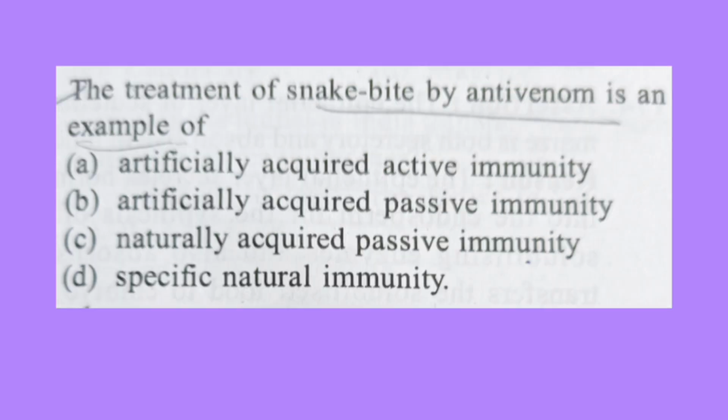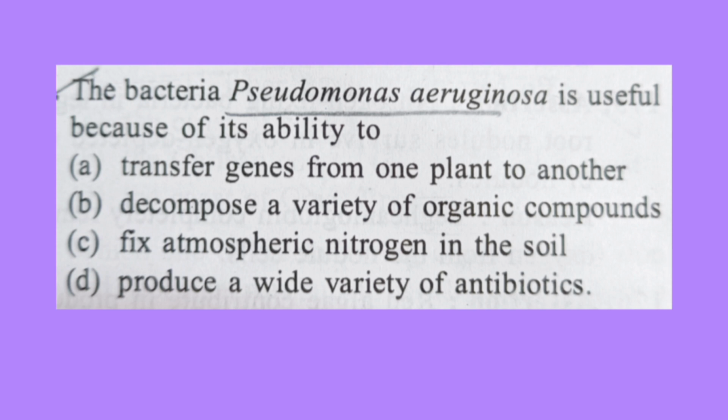And the next question is, the treatment of snake bite by antivenom is an example of? So the correct answer is option B, artificially acquired passive immunity. And the next question is, the bacterium Pseudomonas aeruginosa is useful because of its ability to? So the correct answer is option B, decompose a variety of organic compounds.